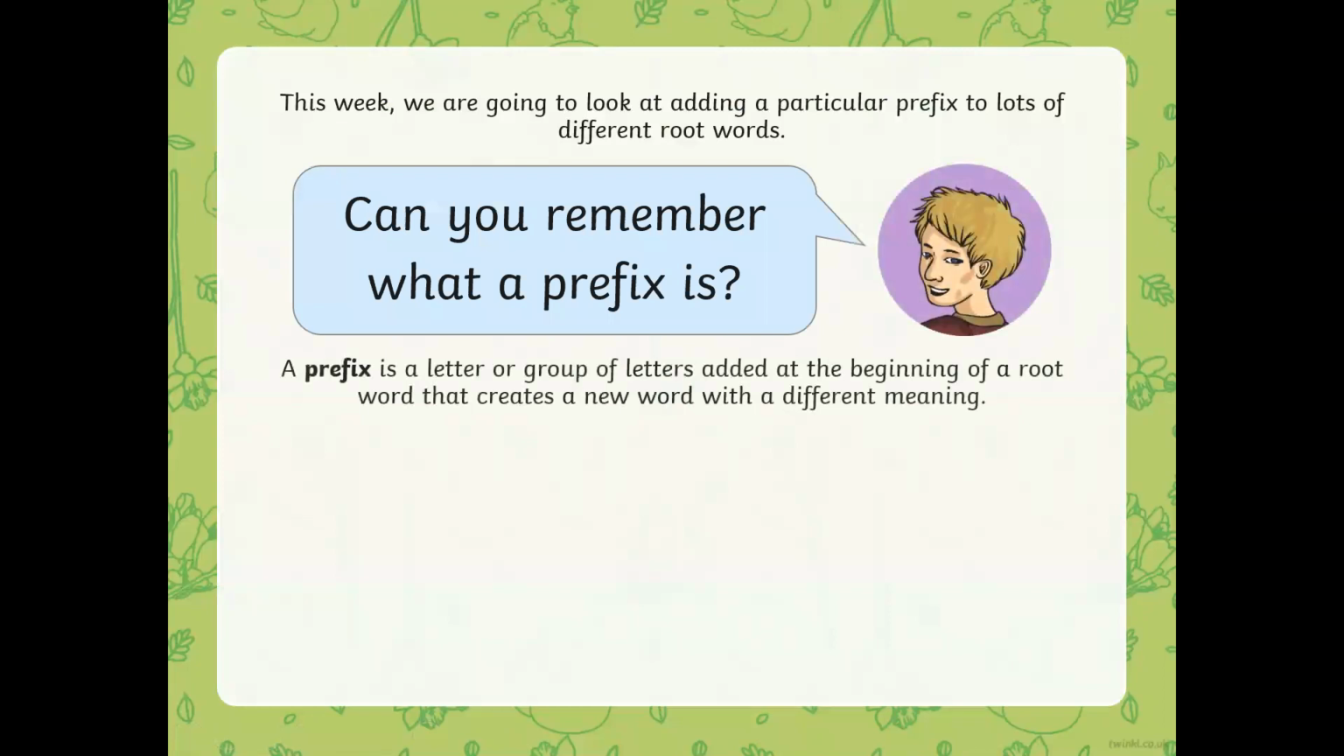Okay, so can you remember what a prefix is? Well, it's a letter or group of letters added at the beginning of a root word, which creates a new word and a different meaning. Okay, we've talked about this quite a few times. We've done miss, we've done un, and now we are doing dis. If the letter or group of letters goes at the beginning of a root word, it's a prefix. But if it goes at the end of a root word, do you remember what that's called? It starts with an S. Well, it's a suffix, okay?